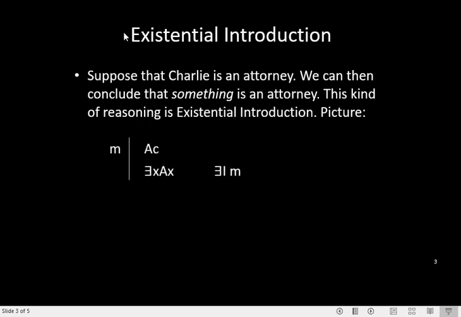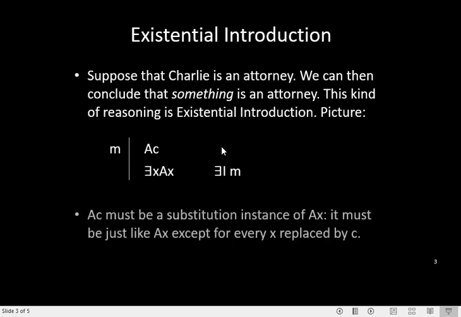It has one conclusion, the existential statement. The bottom line is the conclusion. The top line is the premise. So if Ac is true, then there exists an x, Ax is true. And just as in the previous rule, the premise here must be a substitution instance of Ax. Every occurrence of c must be replaced by x. Excuse me, every x is replaced by c in the premise. So there's your existential introduction rule.